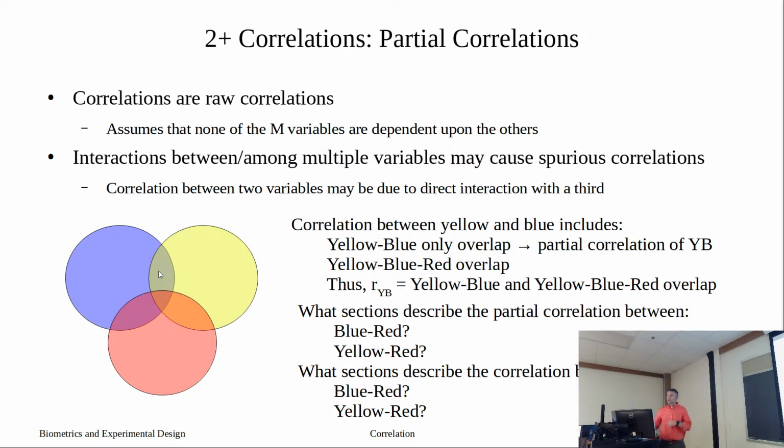So the partial correlation between blue and yellow is this region. The partial correlation between blue and red is this region. Partial correlation between yellow and red is this region. It's the areas where only those variables overlap. All right?